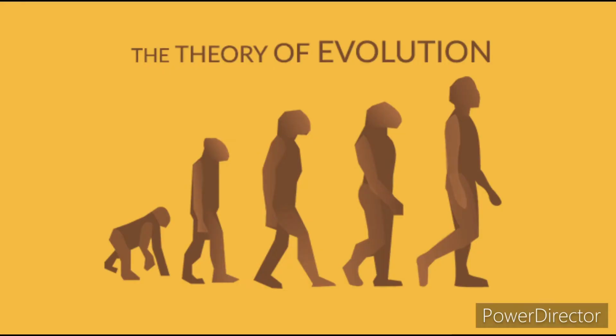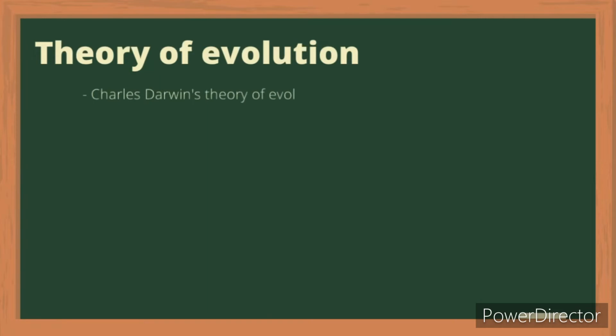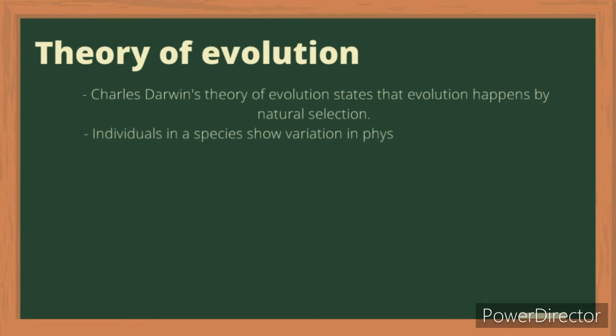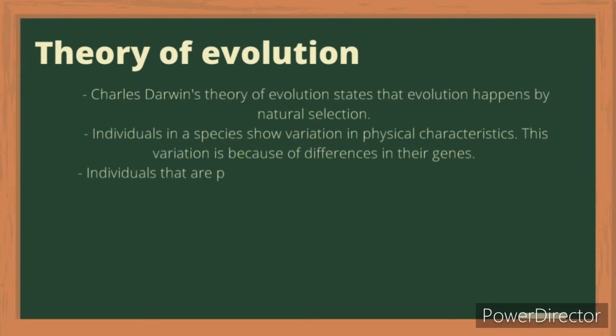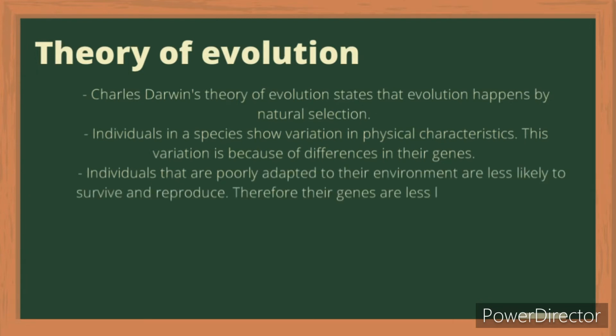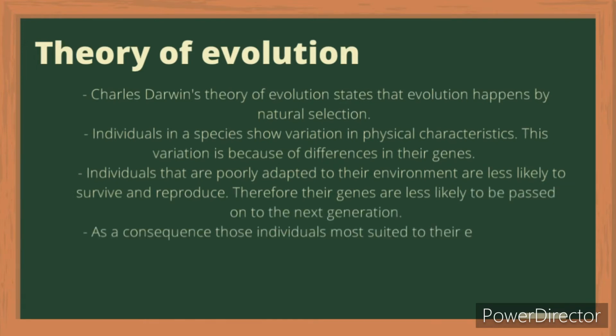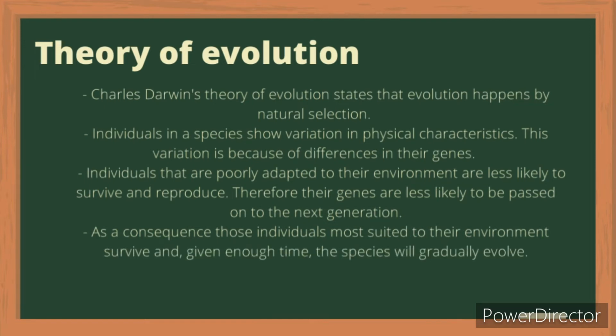Charles Darwin's theory of evolution states that evolution happens by natural selection. Individuals in a species show variation in physical characteristics. This variation is because of differences in their genes. Individuals that are poorly adapted to their environment are less likely to survive and reproduce. Therefore, their genes are less likely to be passed on to the next generation. As a consequence, those individuals most suited to their environment survive and, given enough time, the species will gradually evolve.